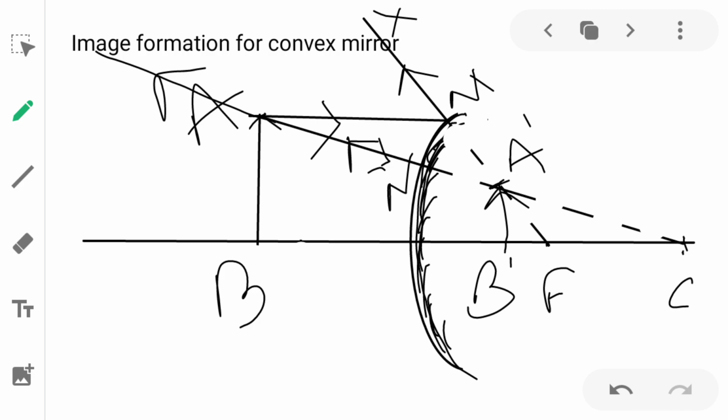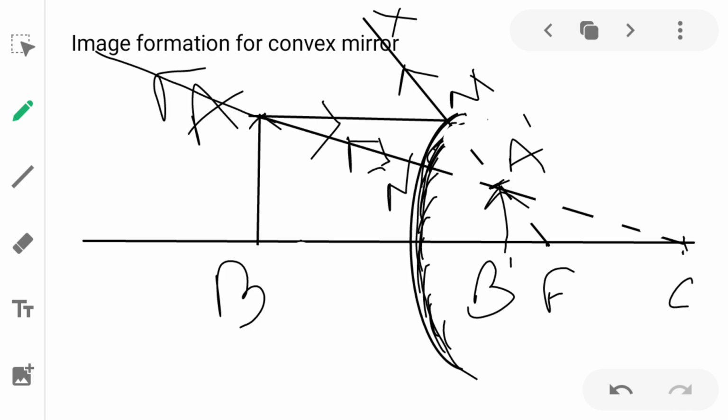So let us describe the nature of the image now. The image is above the principal axis, so you can say image is erect. The image is behind the mirror, or else you can say the image is not formed due to the actual meeting of the rays. Because of that reason, it is called a virtual image.